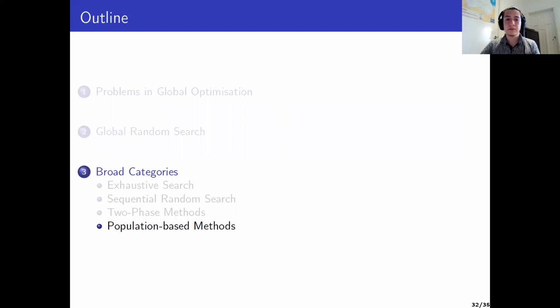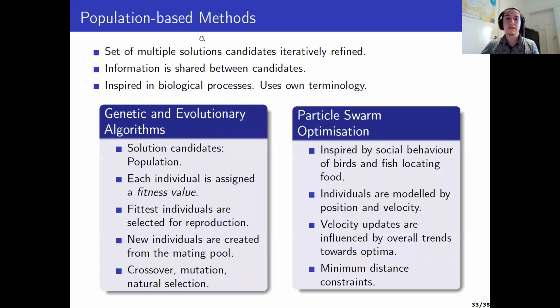And lastly, we introduce population-based methods. In these methods, we have a set of multiple solution candidates that are iteratively refined, and the information is shared between these candidates. These population-based methods are usually inspired by biological processes, so they use their own terminology. Instead of talking about feasible sets, points and objective functions, they use terms like population, fitness and natural selection. So I present now some examples of these methods.